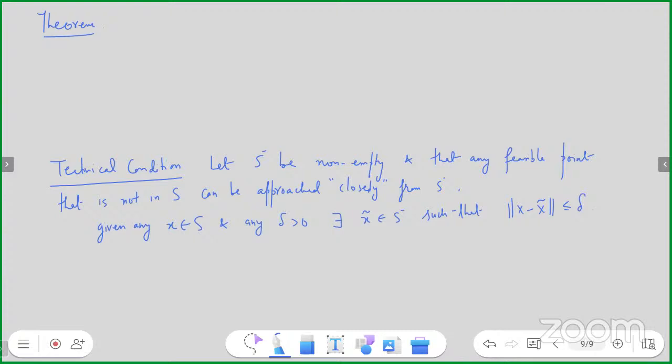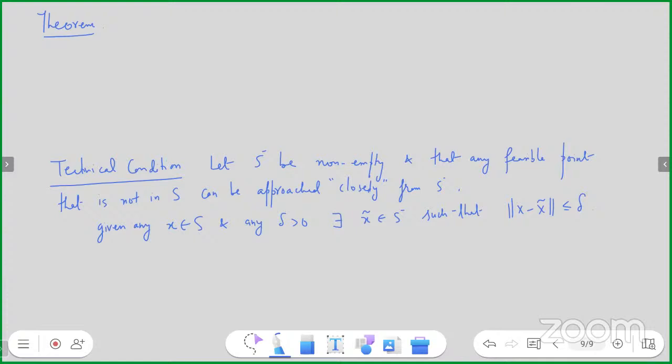We should be able to approach any point on the boundary from S minus essentially. That's all it means. Given any x belongs to S, if x belongs to S minus, then x tilde is equal to x itself. It's only for points which are not in S minus that this matters. That's really what we're after. Question?